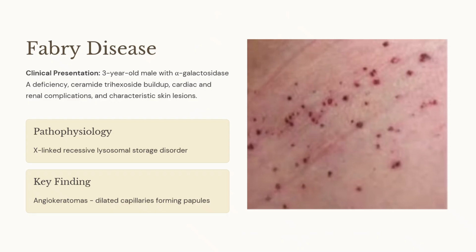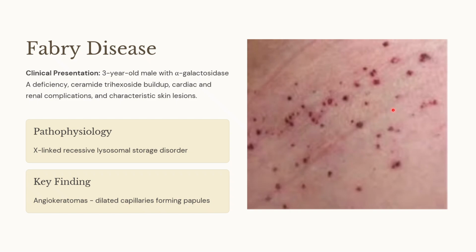What about Fabry's disease? Fabry's disease is due to alpha galactosidase A deficiency. This is an X-linked recessive lysosomal storage disorder. Because of deficient alpha galactosidase, there is a buildup of ceramide trihexoside with these characteristic skin lesions. What are they? They are the angiokeratomas, that is dilated capillaries forming papules like this.